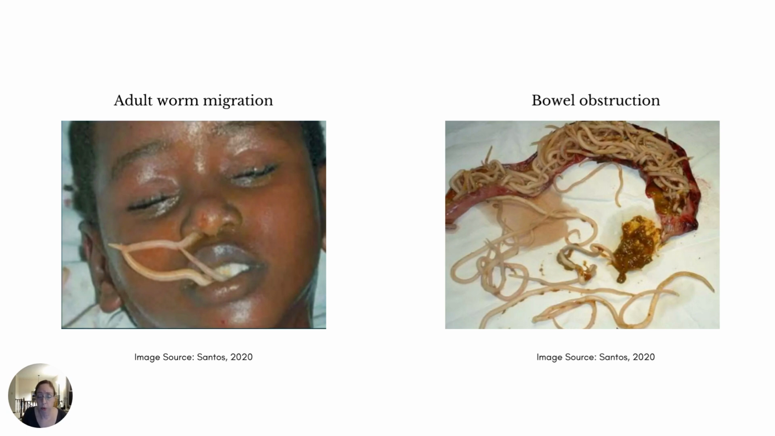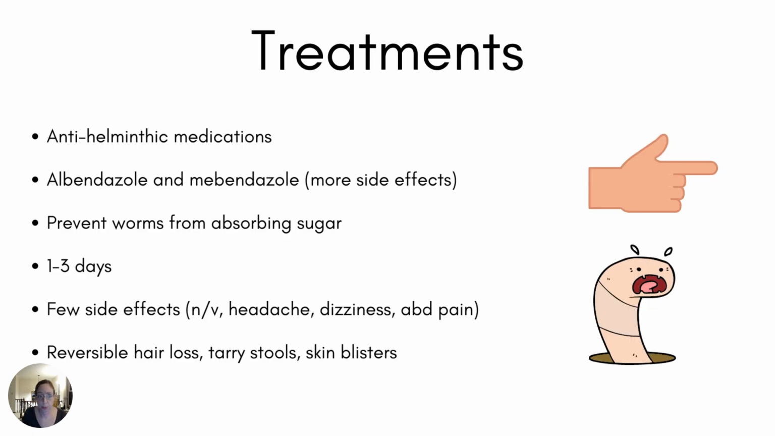These are adult worms over here that have finished maturing in the intestines. You can just see the sheer number of them. The sheer number of worms have created an obstruction.